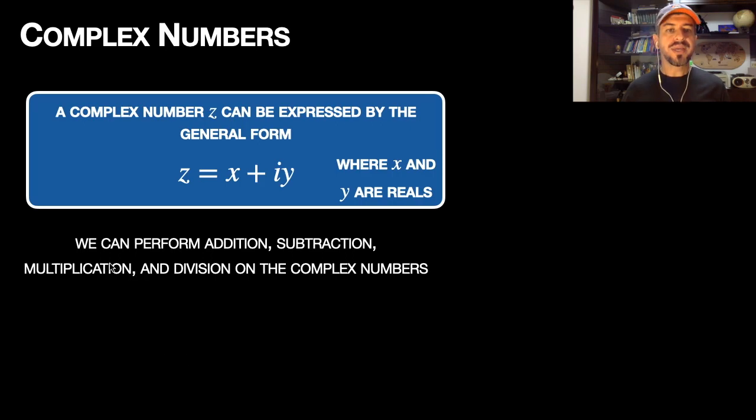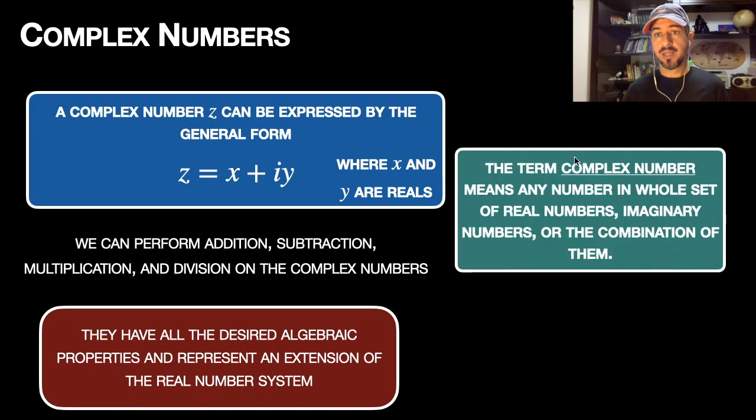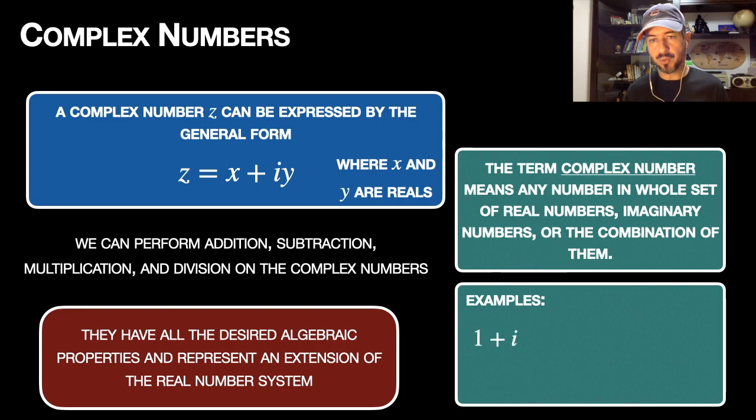Okay, so now we can perform addition, subtraction, multiplication, and division on the complex numbers. They have all the desired algebraic properties and represent an extension of the real number system. The term complex number means any number in the whole set of real numbers, imaginary numbers, or a combination of them. Examples: 1 plus i.